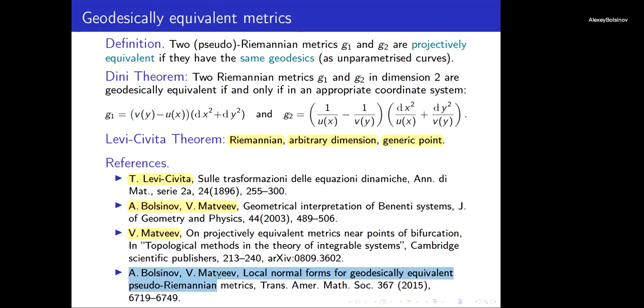And finally, this paper. Why I'd like to mention it is because this is basically an analog of the Levi-Civita theorem, but in the case when the matrices are not necessarily positive definite, and it appears that in this case the answer is not so transparent, and the formulas look quite complicated. You see it took more than 100 years to generalize the positive definite case to the case of arbitrary signature.